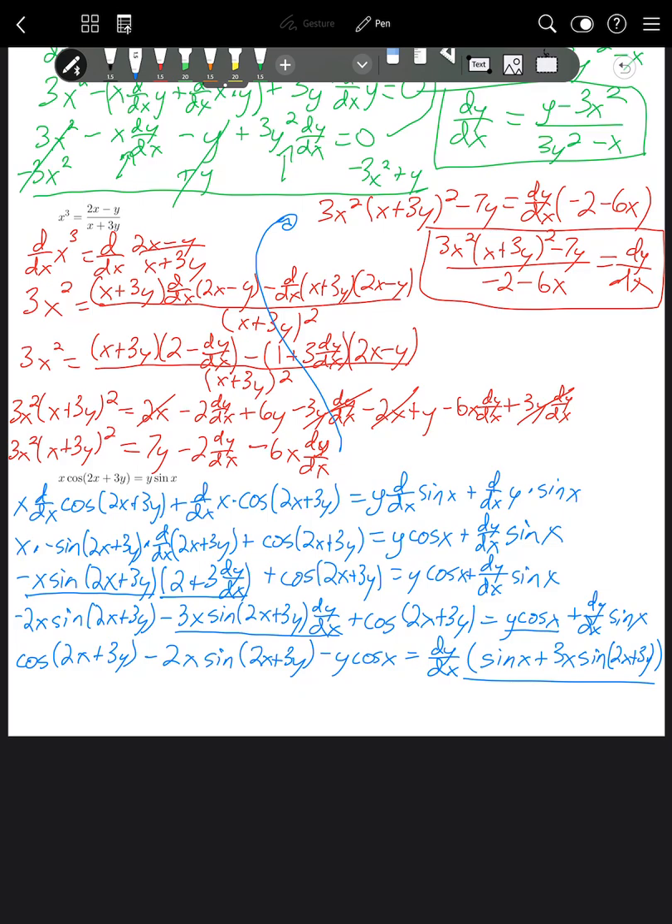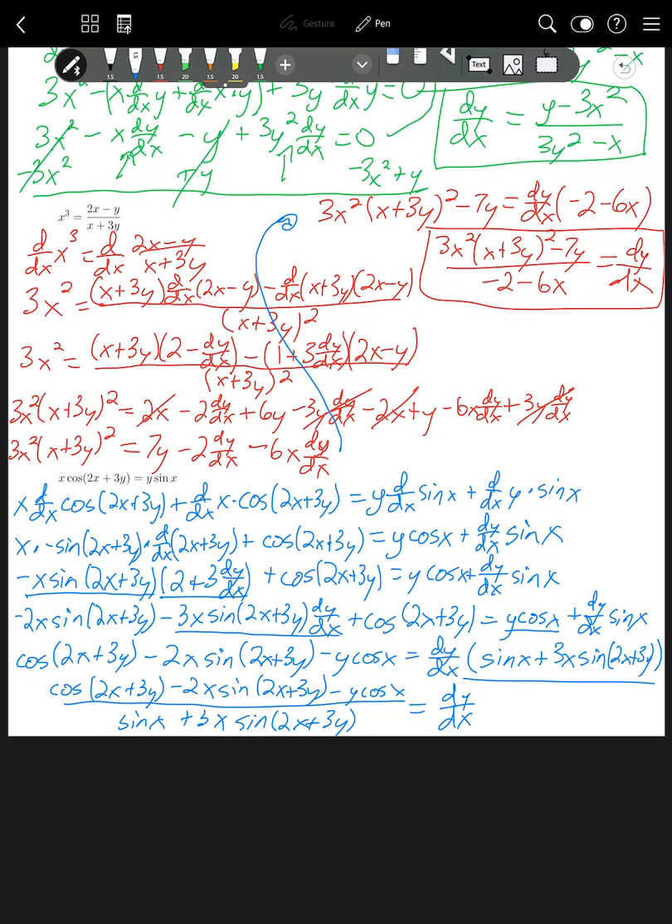So we end up with cosine of 2x plus 3y minus 2x sine of 2x plus 3y minus y cosine of x all over sine of x plus 3x sine of 2x plus 3y equals dy dx. And these second two we just did together are about as bad as these are going to get.